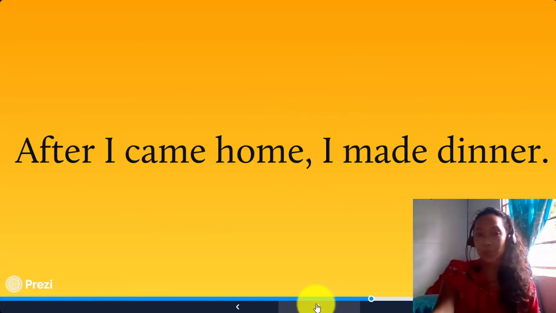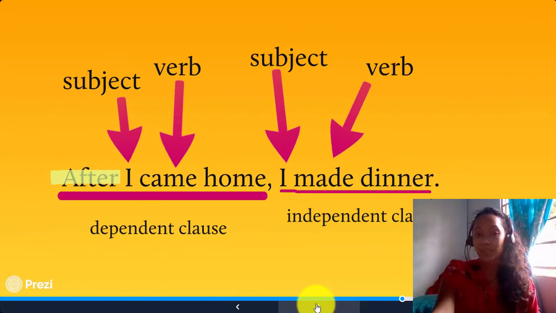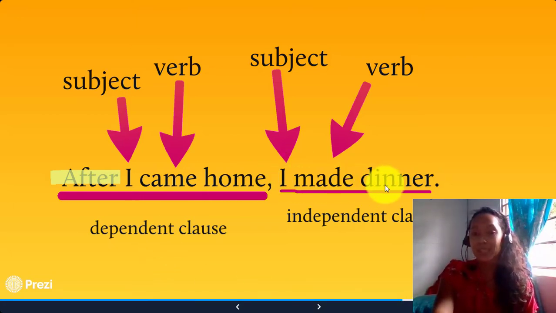Here's an example of a complex sentence. After I came home, I made dinner. Look at it. It has the word after. After is a subordinating conjunction. And I made dinner is a simple sentence. Notice that it is a simple sentence. And the subordinate clause, what we call the dependent clause, is right here with the word after.